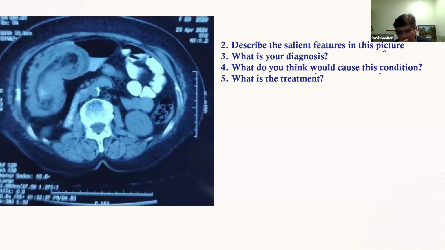What do you call them? There are three views. What are they? So one is sagittal view, one is coronal view, and axial view. Axial view, yes. So these are the three views. So what is this? This is axial view.